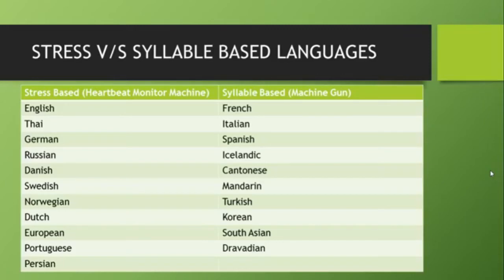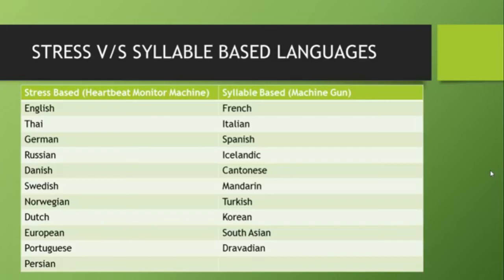Stress based language कौन कौन सी हैं specifically on top of it, as we are sitting for this exam? So definitely English is a stress based language, there's no doubt in this. Thai, German, Russian, Danish, Swedish, Norwegian, Dutch, European, Portuguese, Persian, all these languages are stress based languages. And what are the syllable based languages? French, Italian, Spanish, Icelandic, Cantonese, Mandarin, Turkish, Korean, South Asian, Dravidian. These are all syllable-based languages.